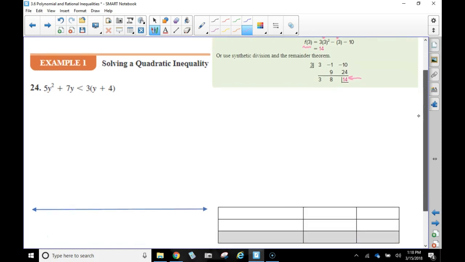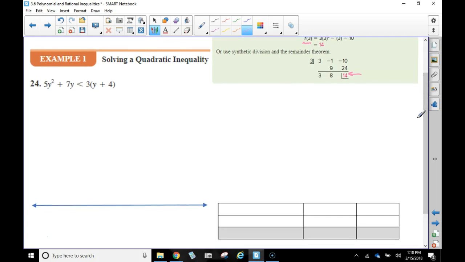I'm going to scroll just a little bit here, and we're going to reorganize our polynomial inequality. First of all, let's just bring down the 5y squared plus 7y and the less than, because the first thing we need to do is run the 3 through. Now we're going to get everything on one side. So that is subtract 3y from both sides and then also subtract 12.